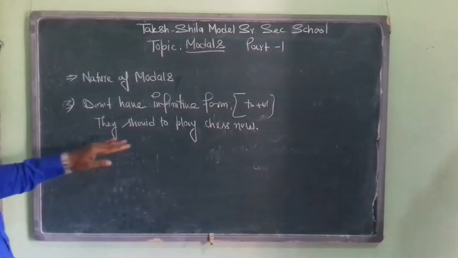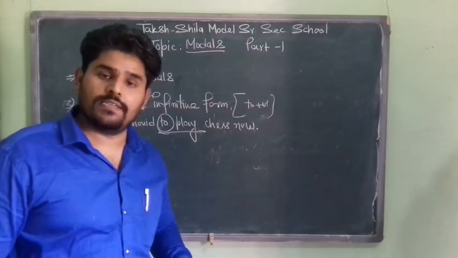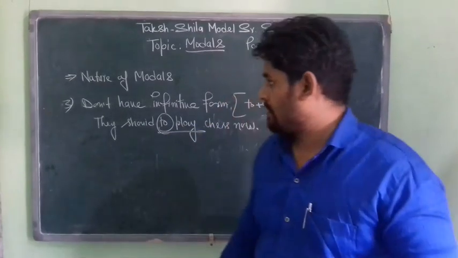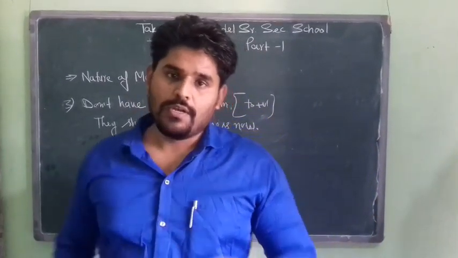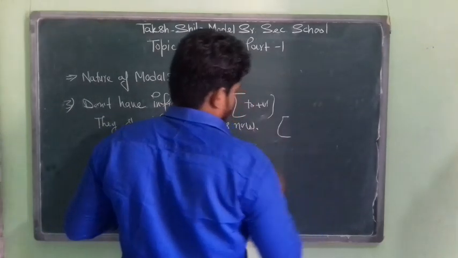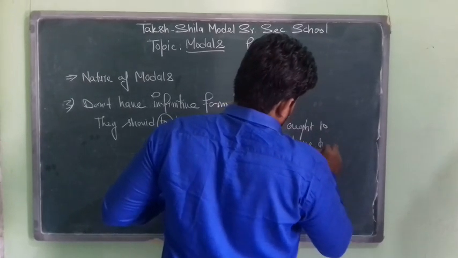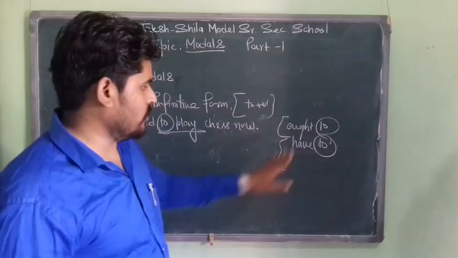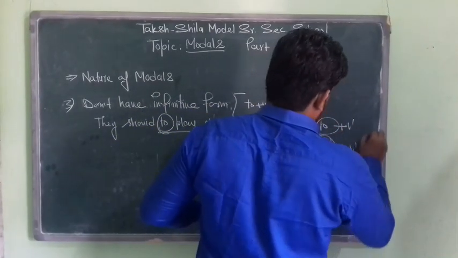I have written here, they should to play chess. This to plus infinitive form of the verb does not make any sense here. So we simply come to the generalization, a generalized fact, that modals do not have infinitive form. There are a few specified modals which take the infinitive form of the verb, and these modals are ought to, and have to, means to is already included or associated with these modals. So we simply can say that after these modals we always use the first form of the verb.